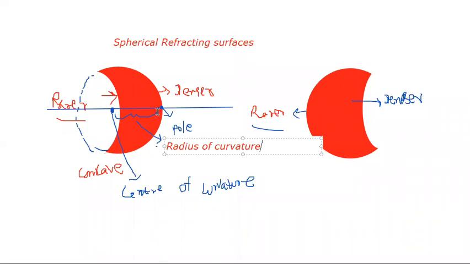And aperture. Aperture is the vertical height of the refracting surface. See, this is the refracting surface. Then this length is known as the aperture.